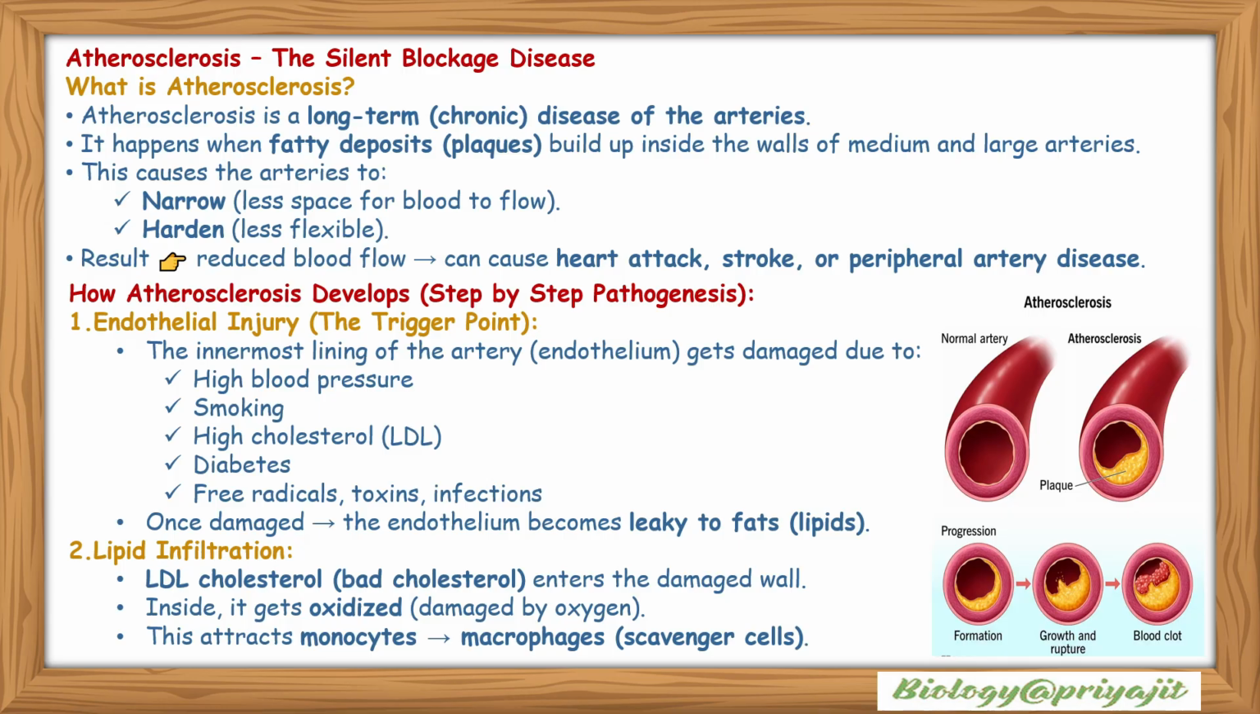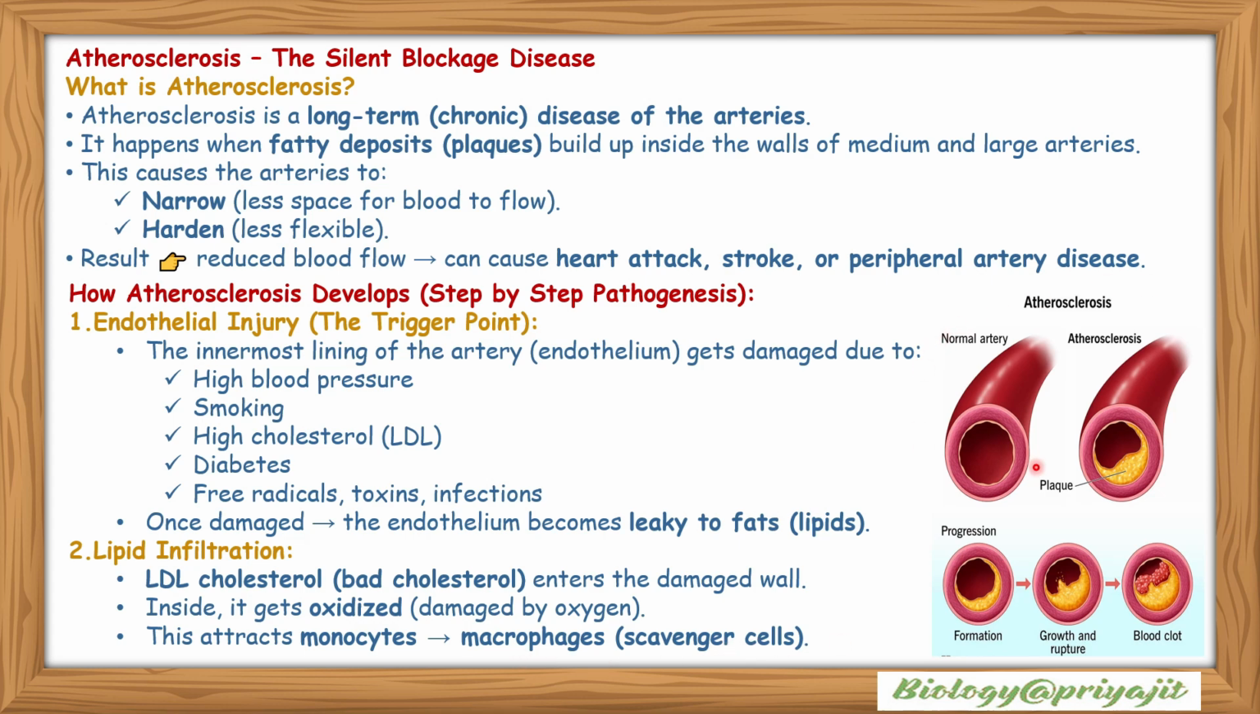How atherosclerosis develops: step by step pathogenesis. Endothelial injury, like the trigger point: the innermost lining of the artery, or endothelium, gets damaged due to high blood pressure, smoking, high cholesterol, diabetes, free radicals, toxins, infections, etc. Once damaged, the endothelium becomes leaky to fats or lipids. Lipid infiltration: LDL cholesterol or bad cholesterol enters the damaged wall. Inside, it gets oxidized or damaged by oxygen. This attracts monocytes, which become macrophages, the scavenger cells.